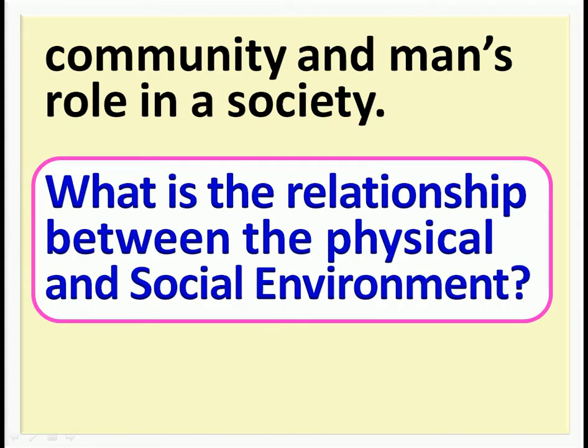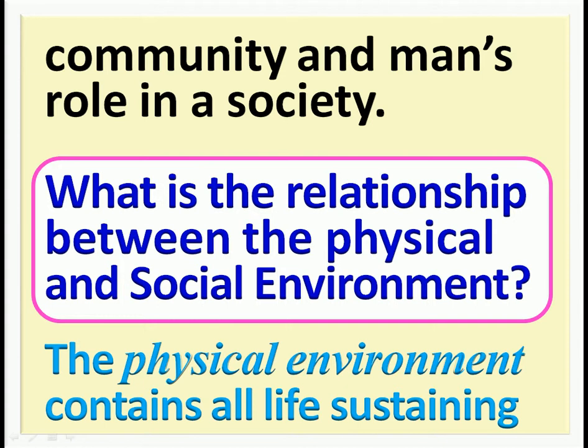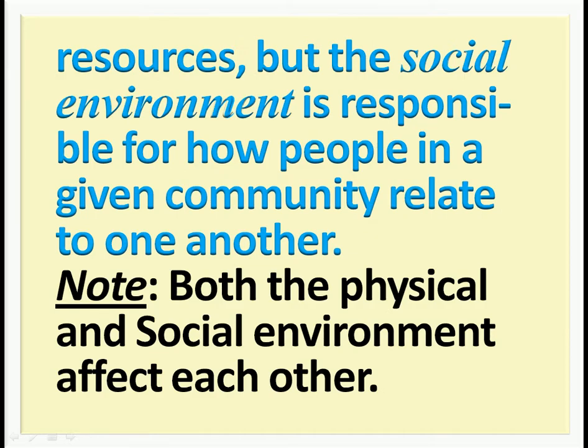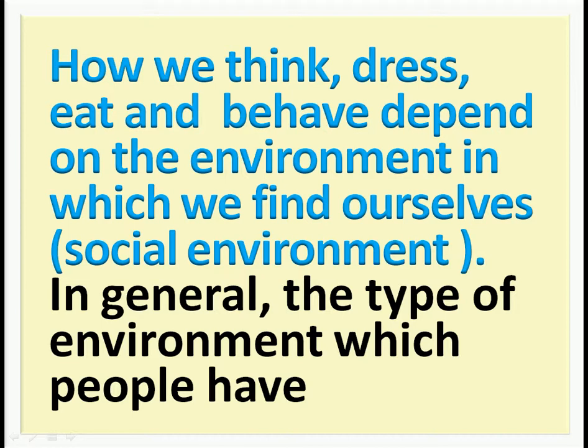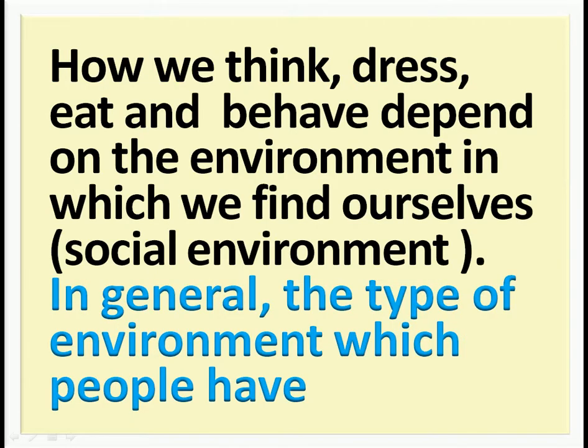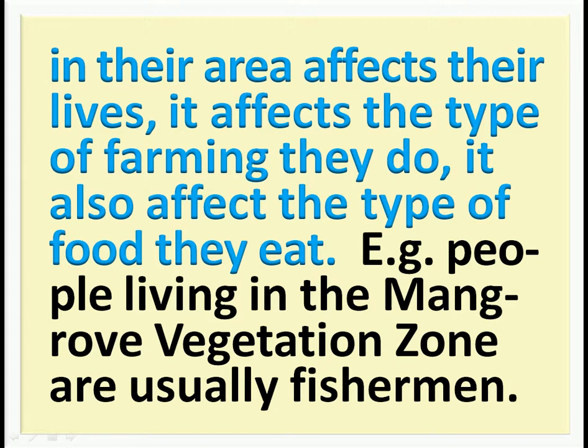What is the relationship between the physical and social environment? The physical environment contains all life-sustaining resources, but the social environment is responsible for how people in a given community relate to one another. Note, both the physical and social environment affect each other. How we think, dress, eat and behave depend on the environment in which we find ourselves, social environment. In general, the type of environment which people have in their area affects their lives.